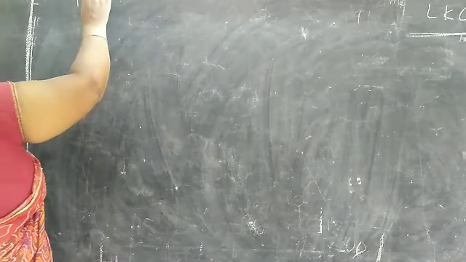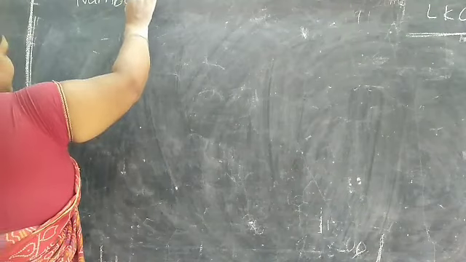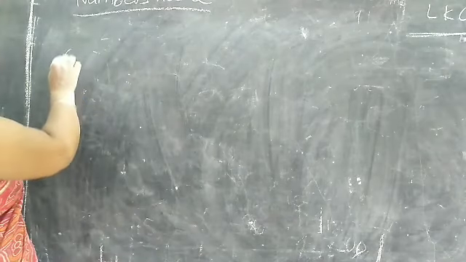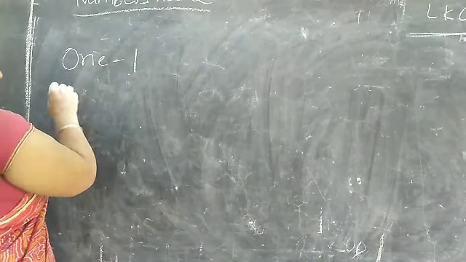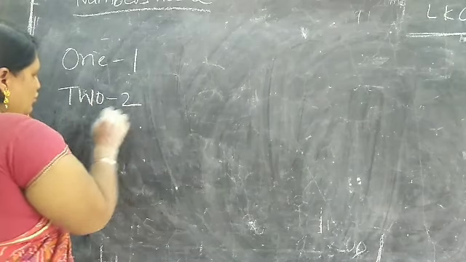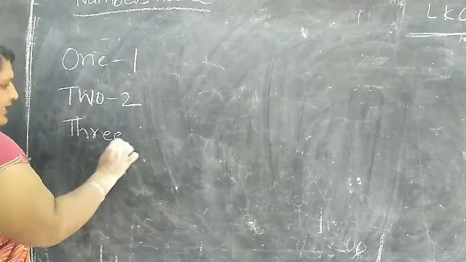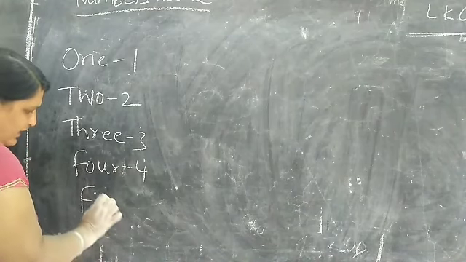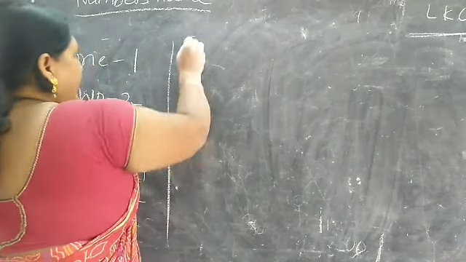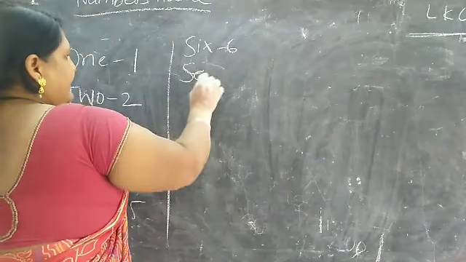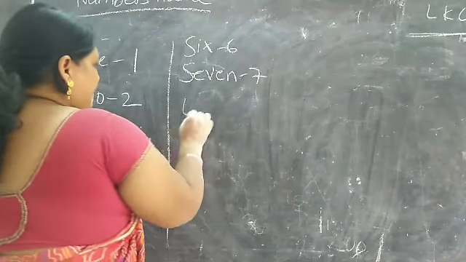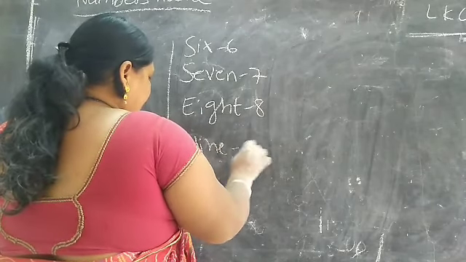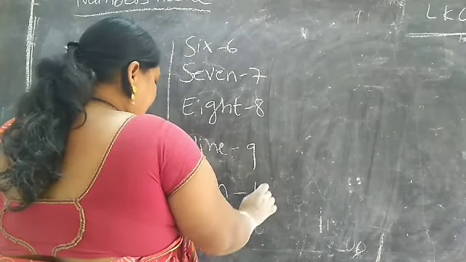Yes, children. Numbers name. Everyone repeat, children. O-N-E, one. T-W-O, 2. T-H-R-E-E, 3. F-O-U-R, 4. F-I-V-E, 5. S-I-X, 6. S-E-V-E-N, 7. E-I-G-H-T, 8. N-I-N-E, 9. T-E-N, 10.